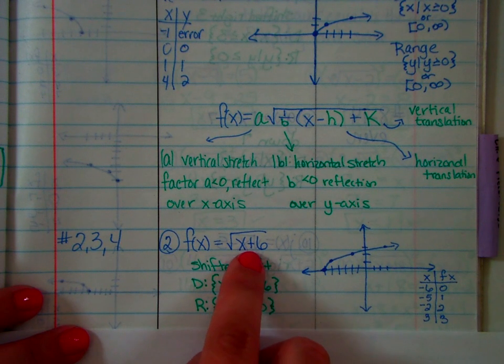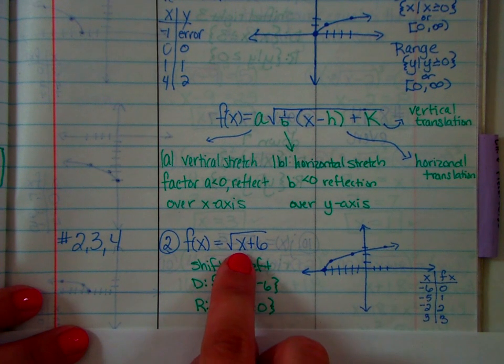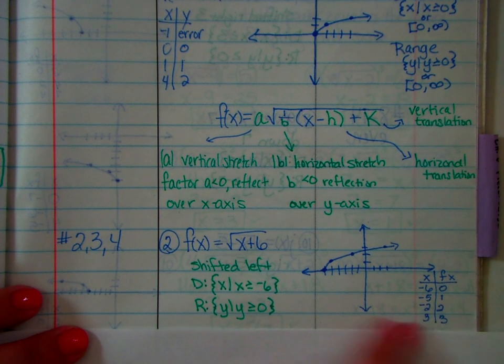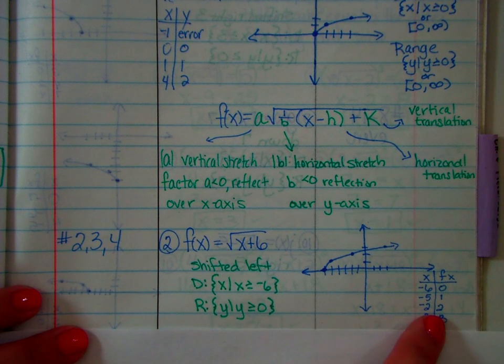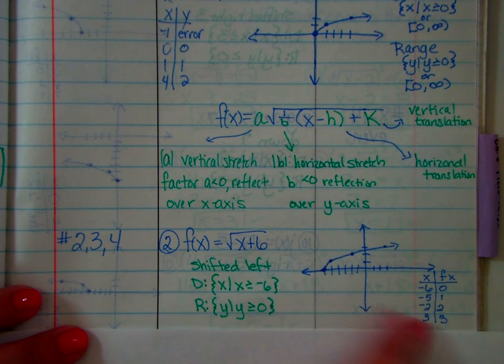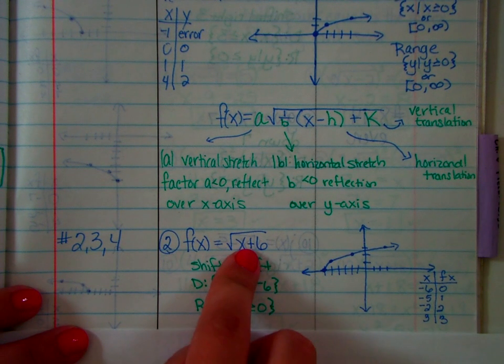So I chose -6. -6 plus 6 is 0, and the square root of 0 is 0. Then I chose -5 because -5 plus 6 is 1, and the square root of 1 is 1. The next one I did was -2. -2 plus 6 is 4, and the square root of 4 is 2. And then I chose 3. So 3 plus 6 is 9, and the square root of 9 is 3. We want to make it as easy as possible to get our x and y points, so we want this to equal a perfect square.